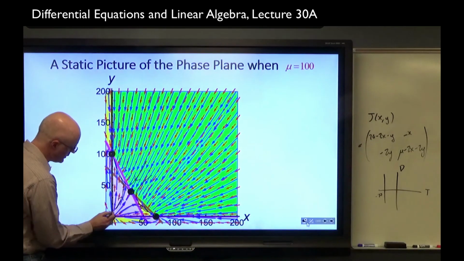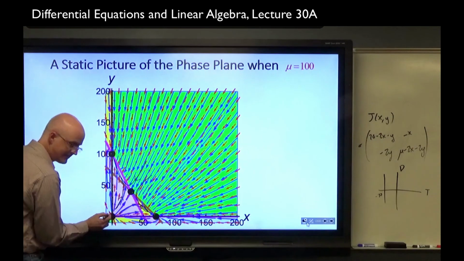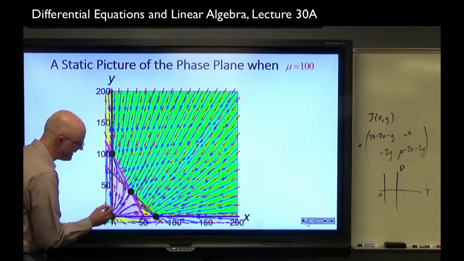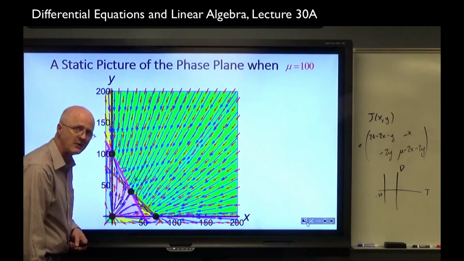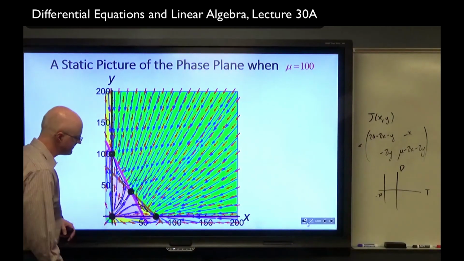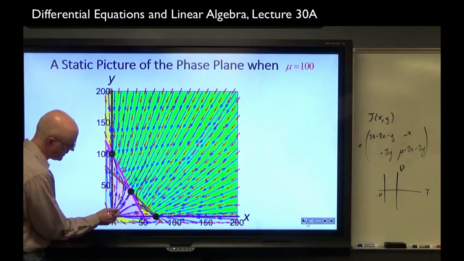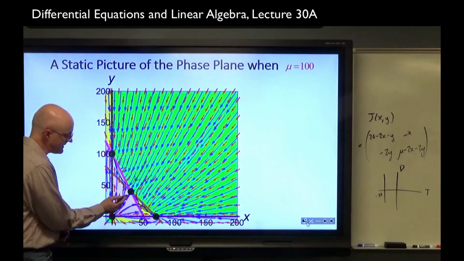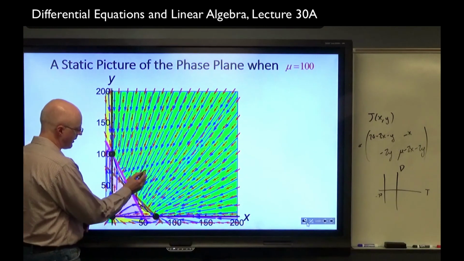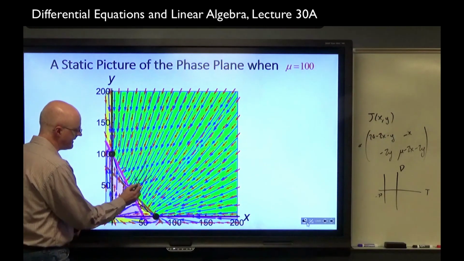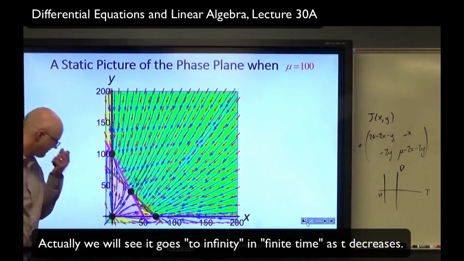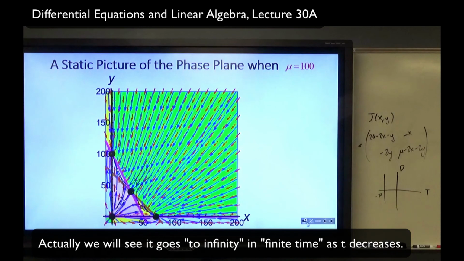There is a solution that starts at this point, so to speak, when t is minus infinity. It ends at this point when t is plus infinity. Now, minus infinity and plus infinity are not numbers, so that's not a literal description of what happens. Really, this is a solution curve that approaches this one as t goes to minus infinity and approaches this one as t goes to plus infinity. There's another one that approaches from this direction as t goes to plus infinity and heads off to infinity as t goes to minus infinity. So there's a real quick picture of what the phase plane looks like when mu is 100.